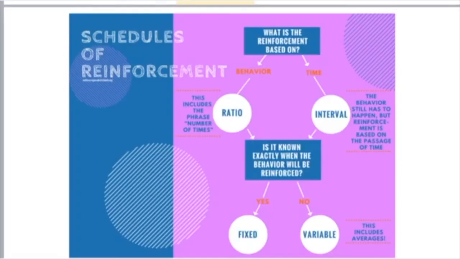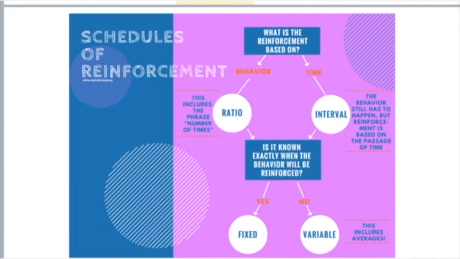A visual way to look at that would be this flow chart, right? What is the reinforcement based on? Is it based on how often they do the behavior or the time? That's going to bring you to ratio or interval. Do we know exactly when it will be reinforced? Yes, it's fixed. No, it is variable. So just reference this if you are trying to remember the differences between the different types of reinforcement schedules.